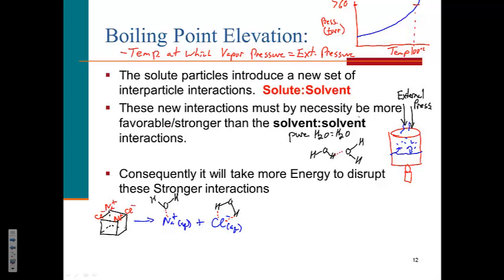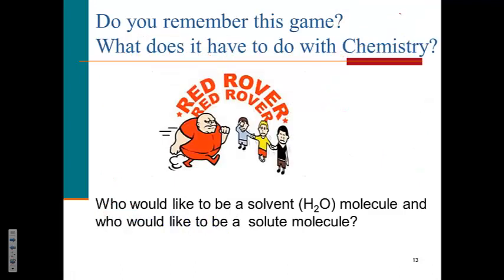So now in a solution, we still have the solvent-solvent interactions, the water-water interactions, but we also have this stronger solute-solvent interaction. So this interaction here is stronger. That means if we're going to get water to evaporate, we have to disrupt a stronger interaction, which means we have to heat it up higher, which means the boiling point will go up.